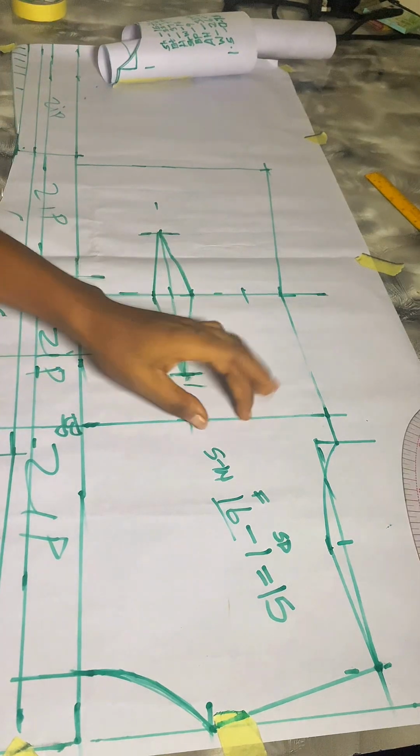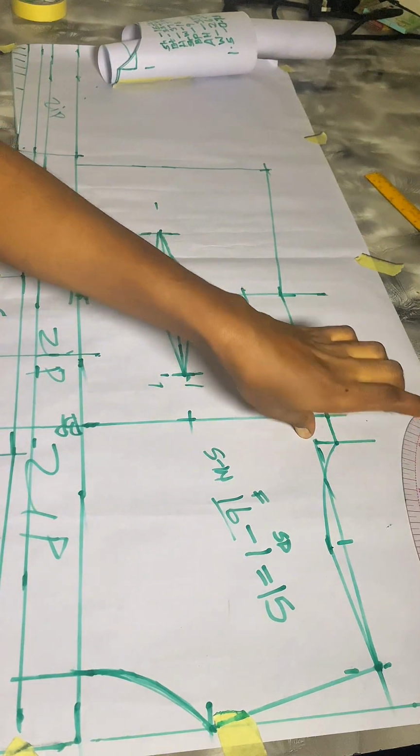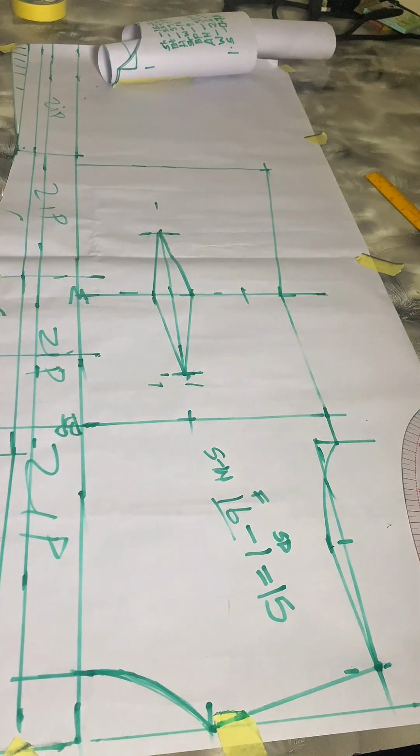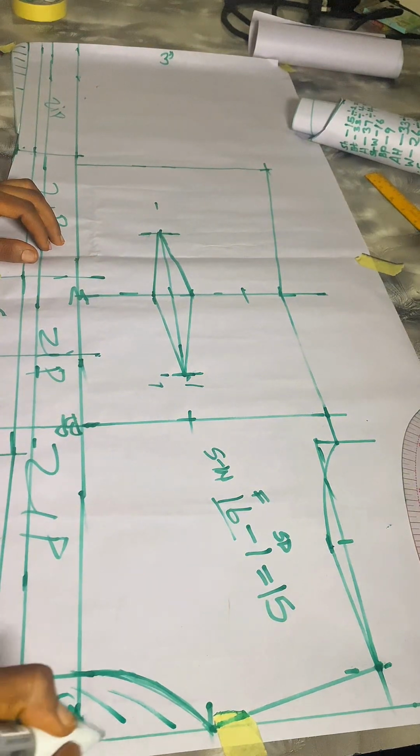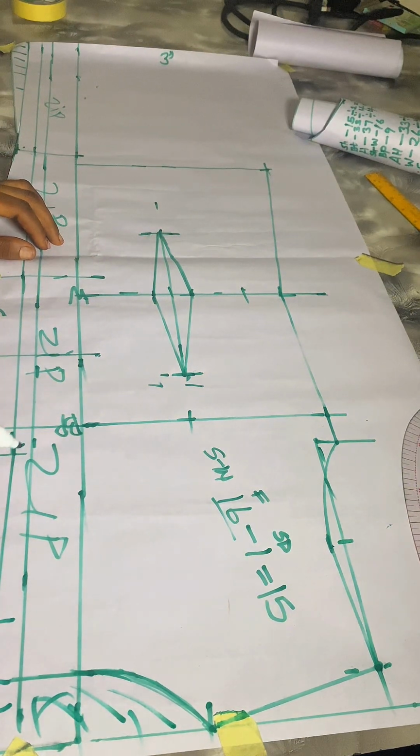We did not add the sewing allowance. We have not added the sewing allowance. So this is it. So we are going to remove all this.